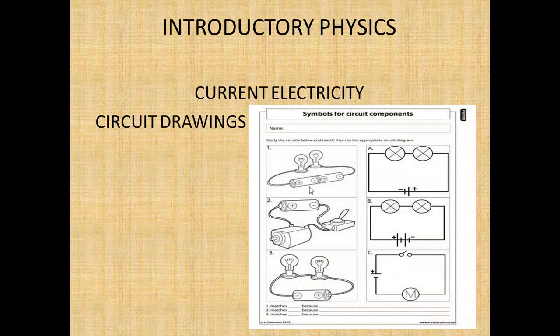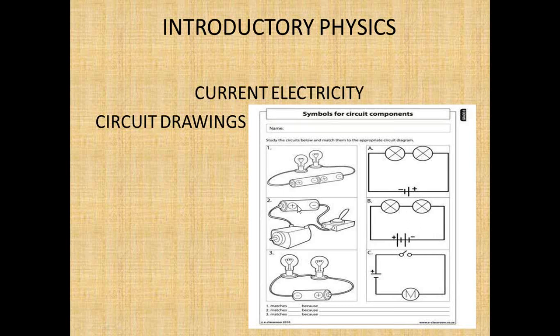You have two cells and you have two light bulbs. So which one of these drawings represent that? Okay, this has two cells because the longer terminal is the positive terminal, the shorter one is the negative. So this has two cells. It has two bulbs. Okay, so this circuit is represented right here.